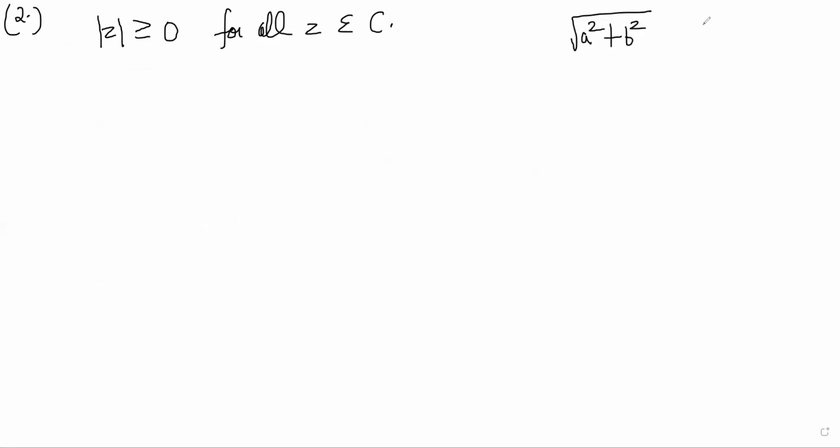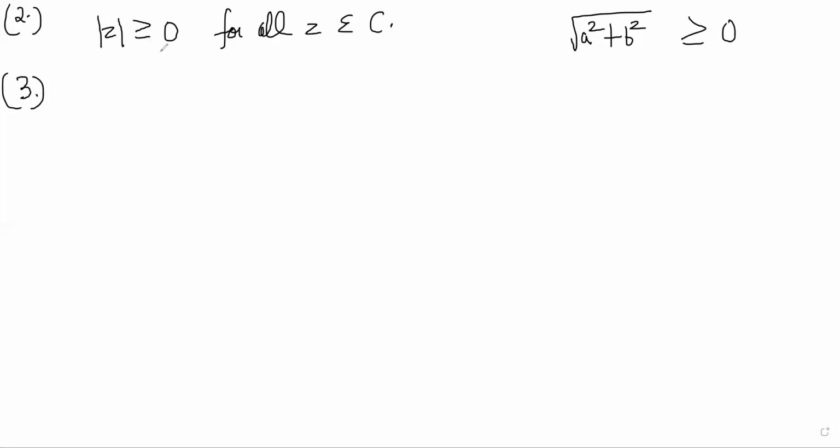The second thing is mod z is greater than equal to 0 for all z belonging to the complex numbers. So basically, since it is root over a square plus b square, the lowest it can be is 0 when you have the 0 complex number, when a and b are both 0. But otherwise, it will be greater than equal to 0. So that is an obvious thing.